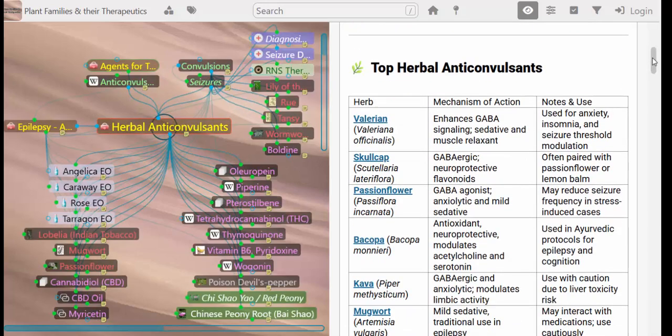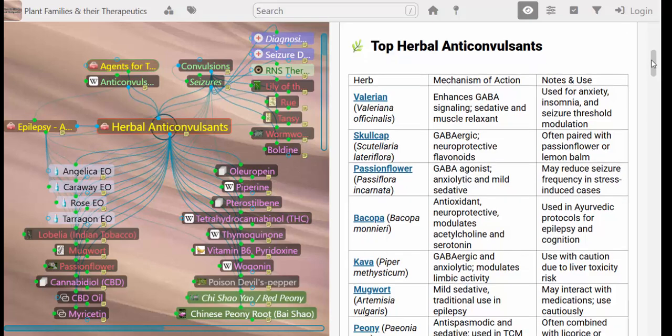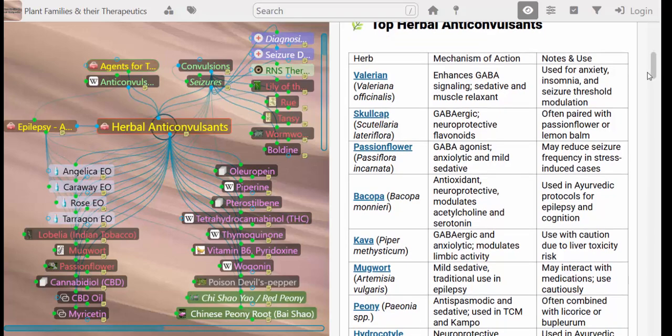And here we've got a chart that explains what their mechanism is and some notes about their use. And they're all linked, so you can click on skullcap, go there and learn about it. So skullcap is GABAergic. It's neuroprotective due to its flavonoids. It's often paired with passion flower or lemon balm.